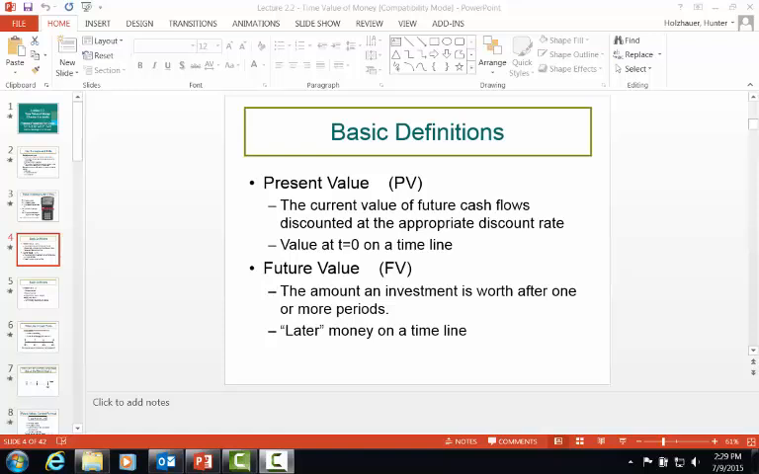Future value is the amount of an investment after one or more periods. So we're talking further down the timeline. So when you use a timeline, or if you look at some equations, how they're written, little t will be 0 for present value, and it will obviously be some number higher for future value because it will happen at a later period.